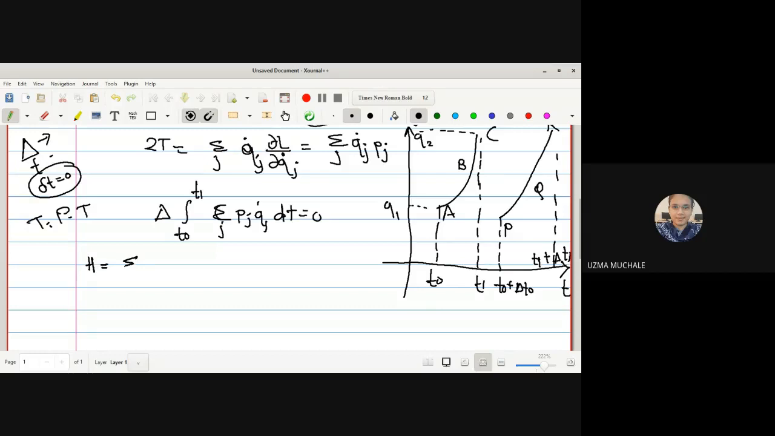is equal to summation over j pj qj dot minus L. This statement we have already studied, what is the value of h. Okay, so from this equation, this is what our aim is to prove, no?